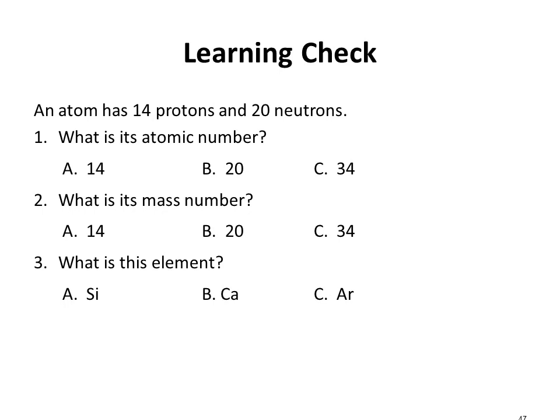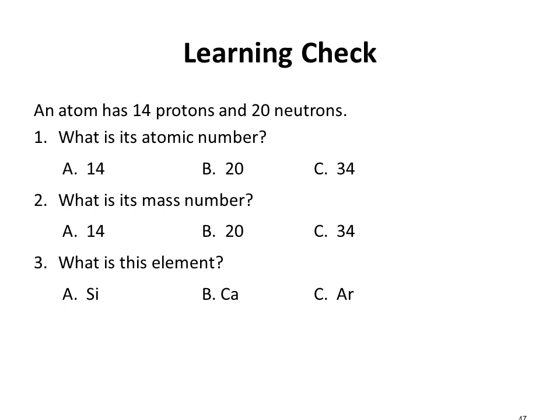And here's another learning check. An atom has 14 protons and 20 neutrons. What is its atomic number? So its atomic number, 14 protons. Atomic number must be 14. Protons and atomic number are the same thing. So choice A. What is its mass number?